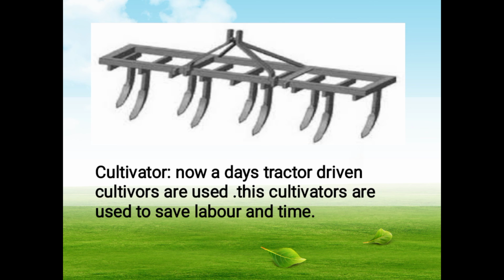And one more thing we have is a cultivator. Nowadays cultivators are driven with a tractor, and they are used for saving labor, manpower and time. If we have this attached to a tractor, only one man will be required to plough everything, whereas if animals have to do this, it will take a long time. So this was about the agricultural implements.